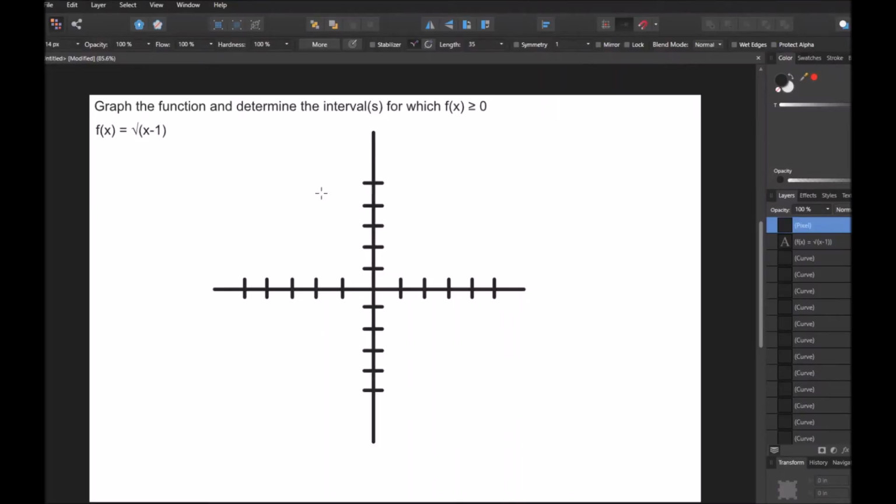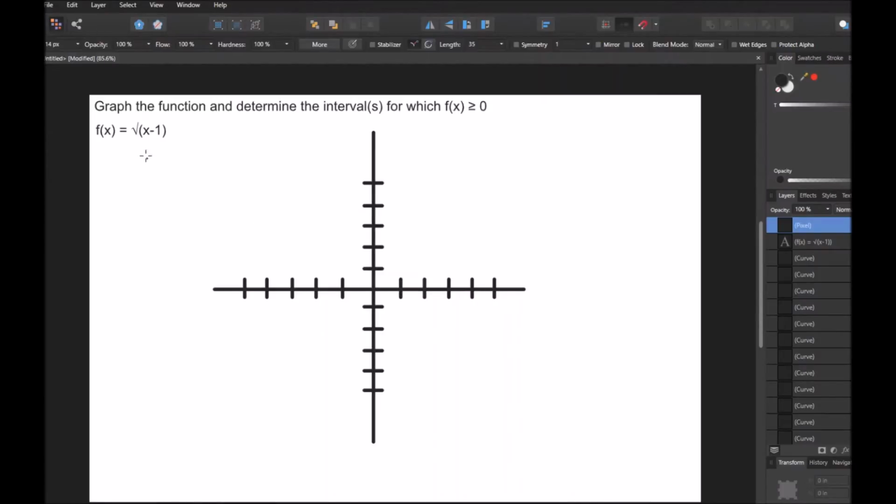The exact same thing to graph the function and determine the intervals for which the function f of x is greater than or equal to 0, and our function this time is f of x equals the square root of x minus 1. So with this one, we cannot start at 0 this time, because 0 minus 1 would be the square root of negative 1, which is the imaginary number i, but because we're not dealing with imaginary numbers in this case, we're only dealing in the real number category, we're going to have to start at 1.